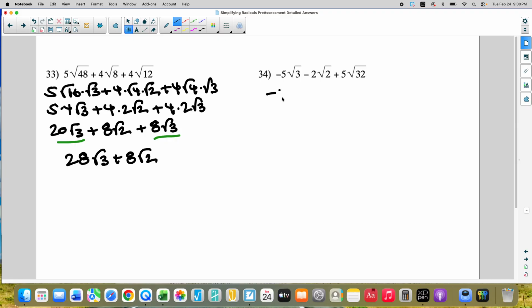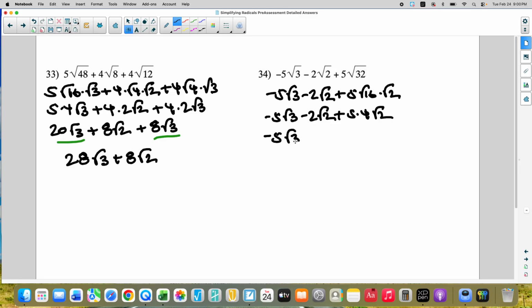Okay, can't break it down. Not like terms. This will break into rad 16 rad 2. So negative 5 rad 3 minus 2 rad 2 plus 5 times 4 rad 2. Negative 5 rad 3 minus 2 rad 2 plus 20 rad 2. Negative 5 rad 3. Negative 2 and positive 20 makes positive 18 rad 2.